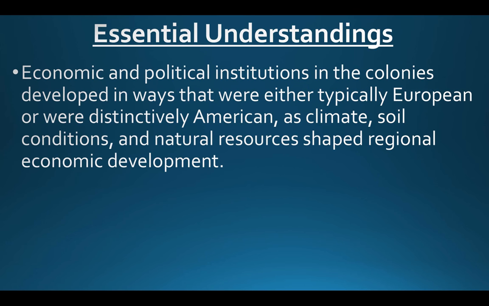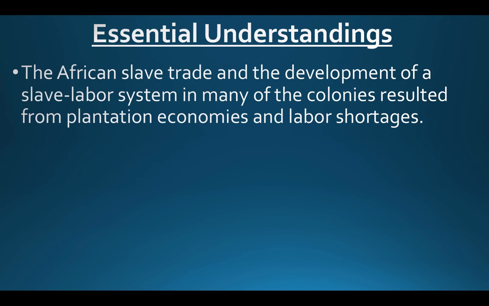The first of the essential understandings that the state really wants you to understand is that economic and political institutions in the colonies developed in ways that were either typically European or were distinctly American, as climate, soil conditions, and natural resources shaped regional and economic development. The next is that the African slave trade and the development of slave labor systems in many of the colonies resulted from plantation economies and labor shortages.